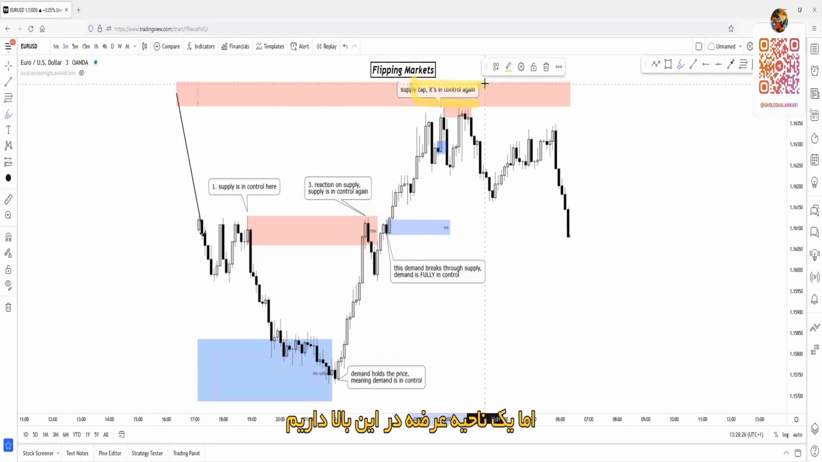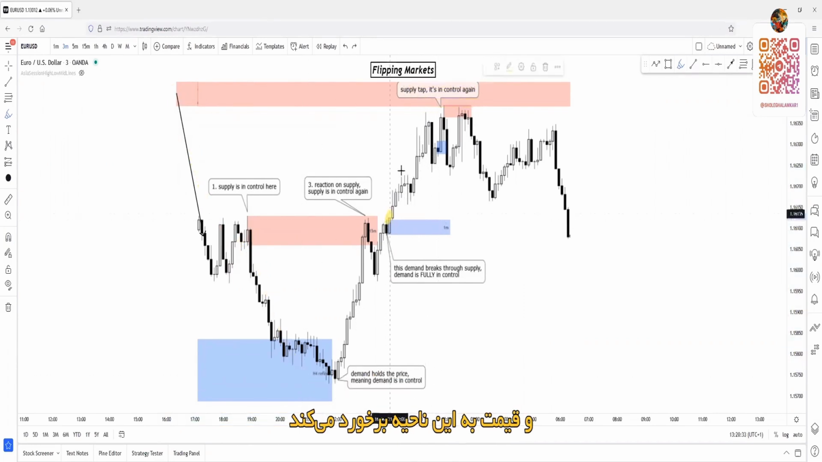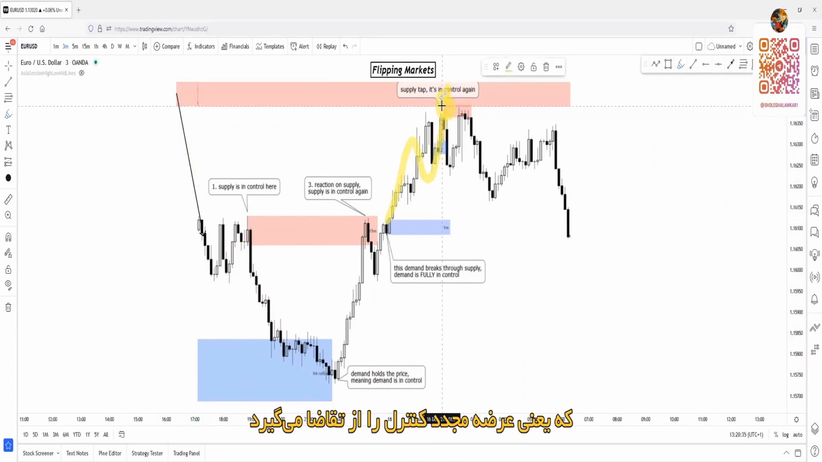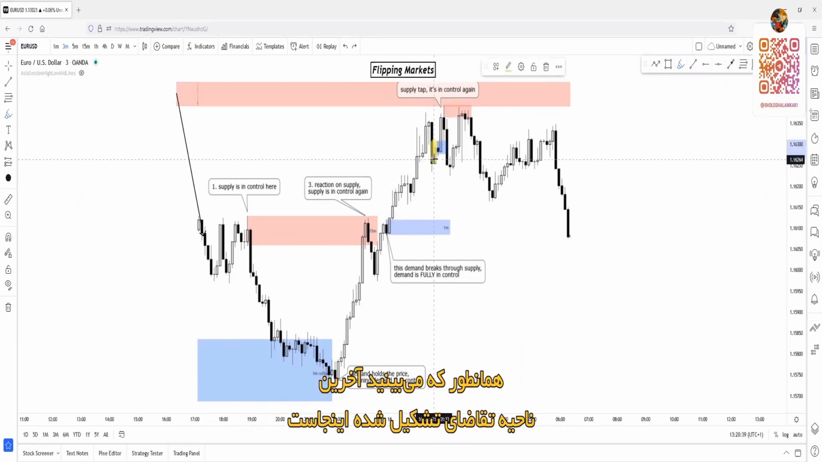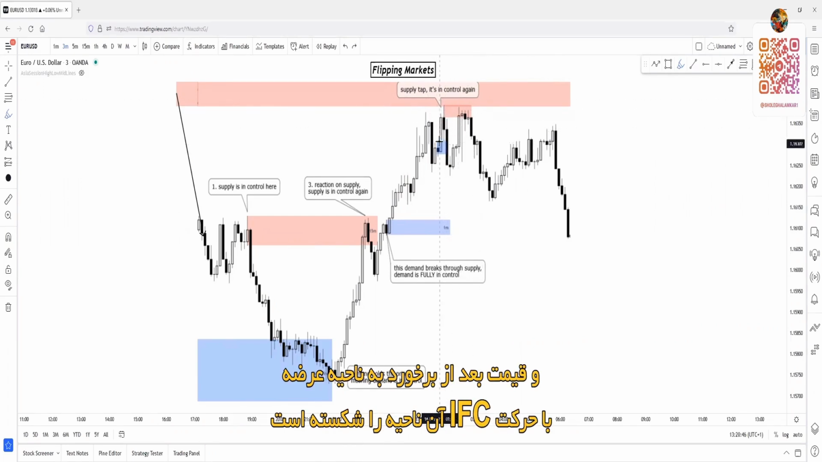But we have a supply zone up here, which was the extreme of the move because it started the whole bearish order flow. And the price actually tapped this supply zone, which means supply took over control from demand again. And as you can see, we have this last demand zone right here, which created the inefficient movement and the break of structure to the upside. And price broke through that zone with this inefficient movement.